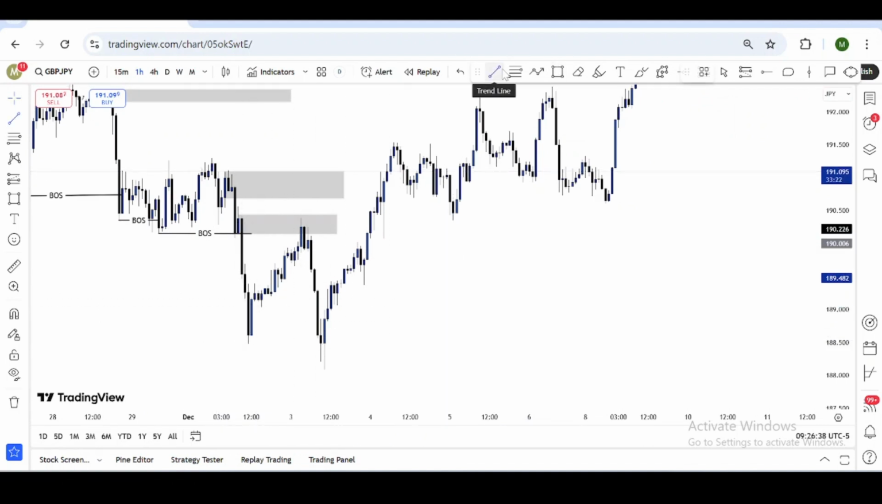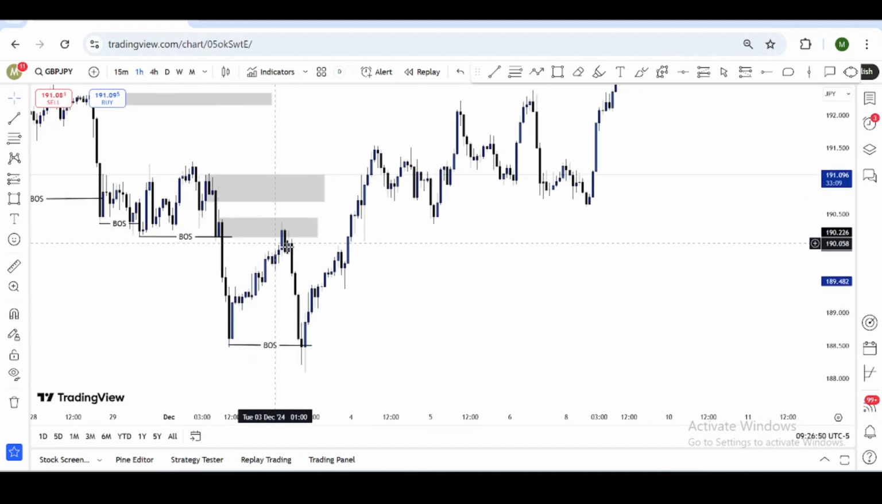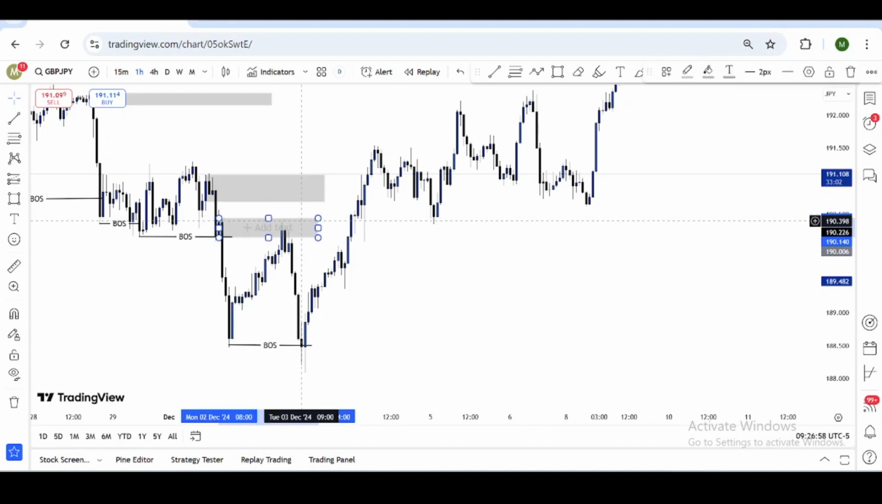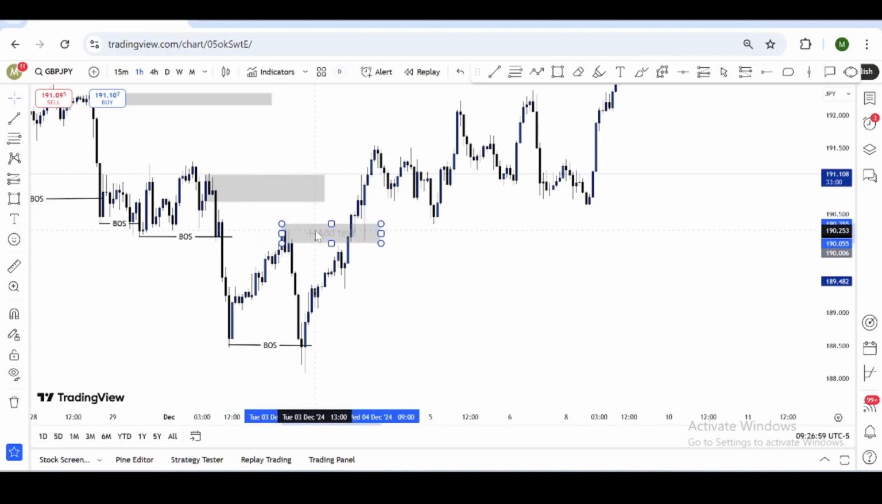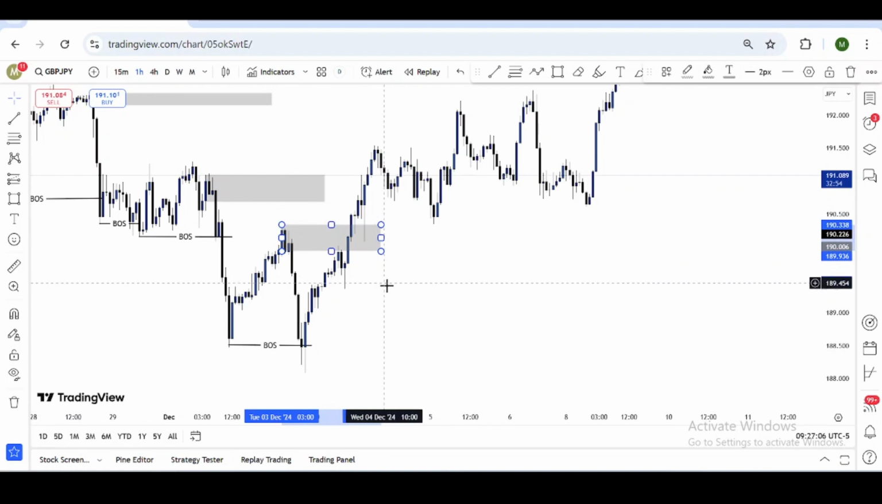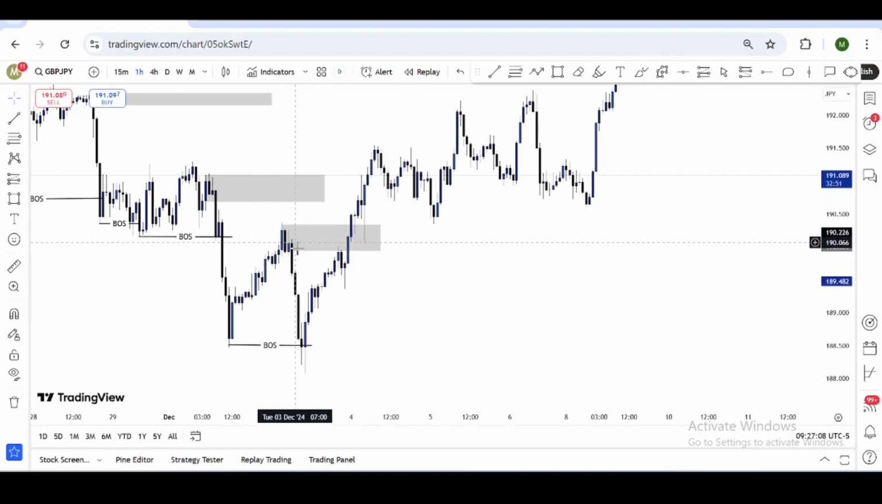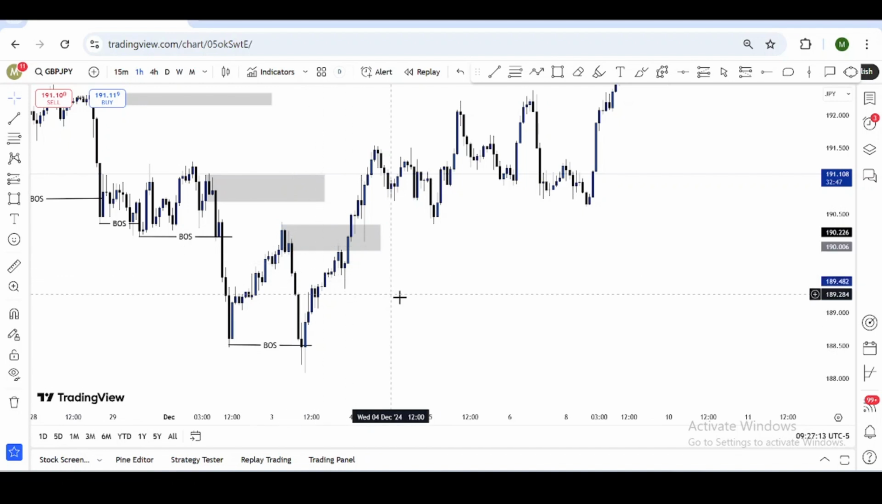another one. Okay, so we have this break of structure here. Here we have a break of structure at this point. Okay, so this break of structure here is the origin, right? And here we have an order block here. We also have an order block at this point here. So map the last candle out like so, and a valid order block must also have like an imbalance close to it. Okay, so we have this order block here.